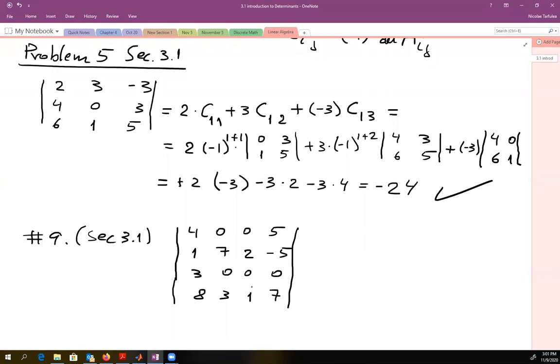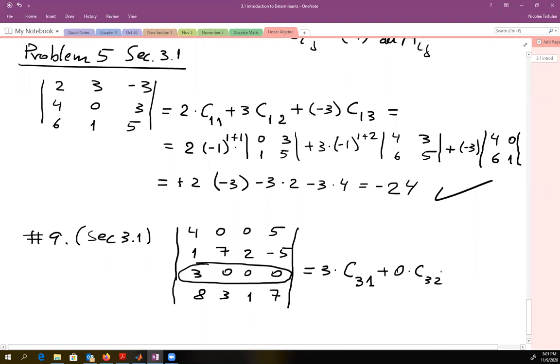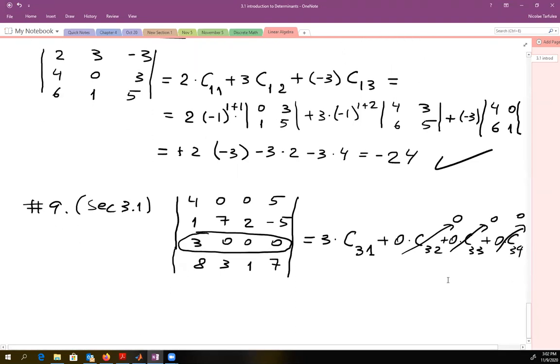Row 3. Very good, this is perfect. We choose this row because we have 3 multiplied by this cofactor. It's on the third row and first column, right? Then all the others are 0, I mean, plus 0 times C3,2 plus 0 times C3,3 plus 0 times C3,4. But we don't even care about this because we multiply those numbers by 0, so what we obtain is just 3.